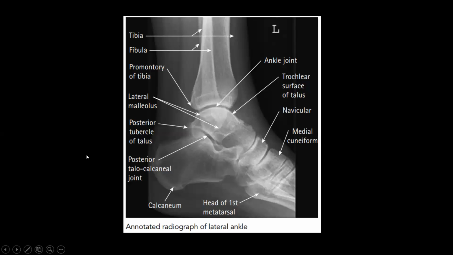This is the annotated lateral radiograph of the ankle, which is again showing the lower end of tibia and fibula. This is the talus. This is the ankle joint proper. This is the navicular. This is the medial cuneiform. This is the head of the first metatarsal. This is the calcaneus. This is the talocalcaneal joint, the posterior talocalcaneal or subtalar joint. This is the posterior tubercle of the talus, and this is the promontory of the tibia.